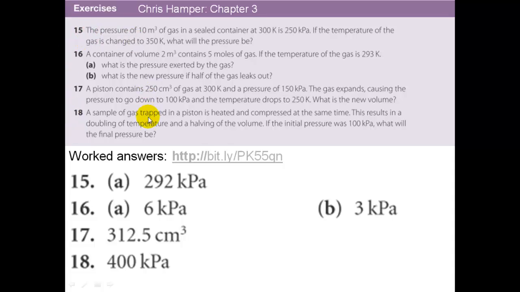Here we have some other problems. You should try to do these. These are the answers. We will look at these in class. If you want to go to the solutions, you click on this link here. This will take you to Chris Hamper's webpage where he has the work-throughs, the solutions, not just the answers, but the solutions on how to find the answers to these problems.